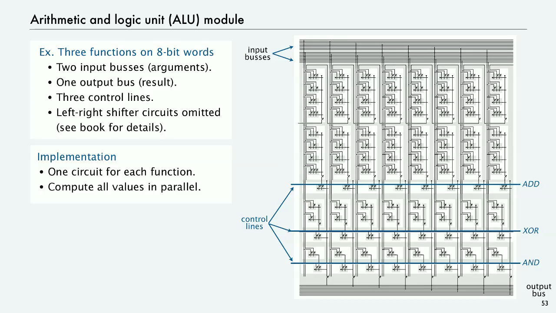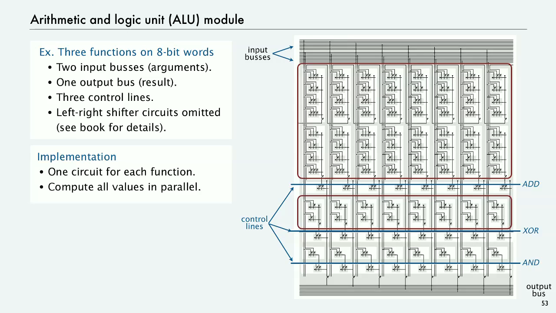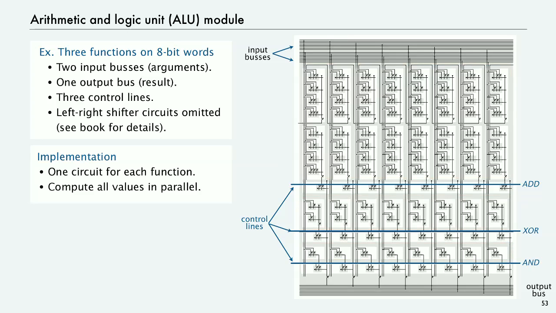There's one circuit for each function. It computes all the values in parallel. So that's our adder circuit, our 8-bit adder. There's an 8-bit bitwise XOR, which just uses the XOR from the pop quiz, one for each bit. And there's an 8-bit AND, which is just an AND gate for each bit. So those are combinational circuits. They're always computing the value of their function of the inputs.